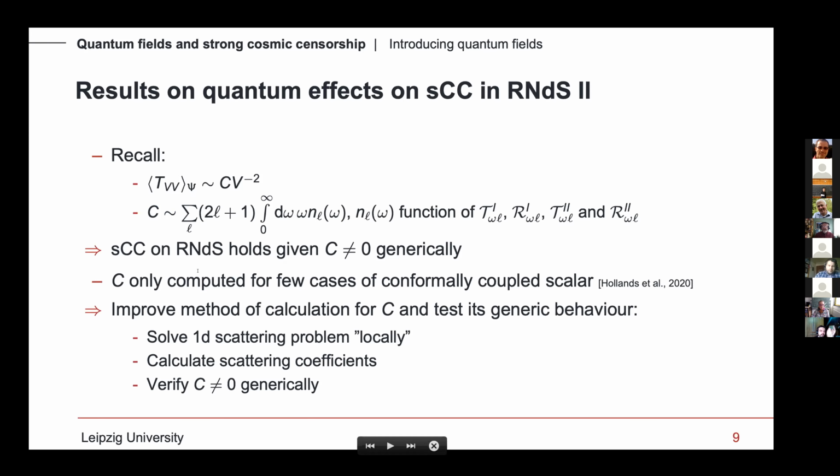However, in their paper, Hollands et al. only computed this constant C for a few cases of the conformally coupled scalar. So what we wanted to do is to try and improve the method of calculation for C to really test its behavior more generically. And the way we did this is to try and solve the 1D scattering problem locally, meaning that we look at a neighborhood of each of the horizons separately, then calculate the scattering coefficients by comparing our local solutions where they overlap, and finally compute the constant C and try to verify that it is generically non-zero.